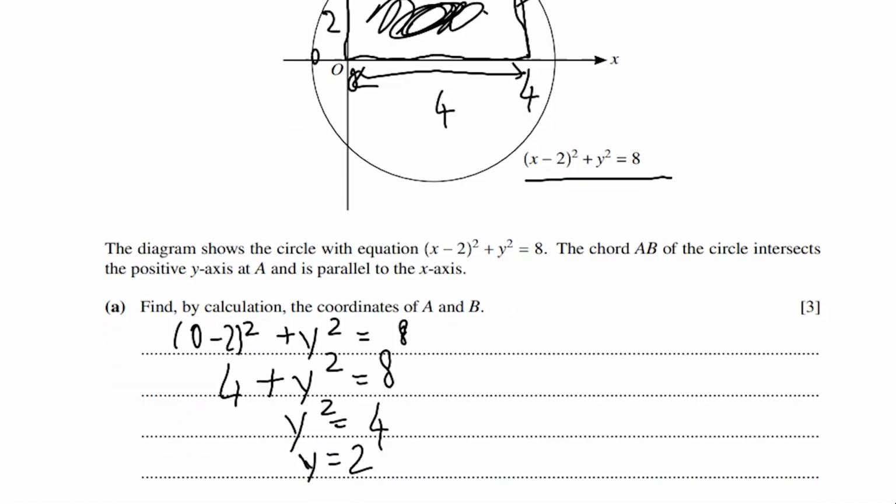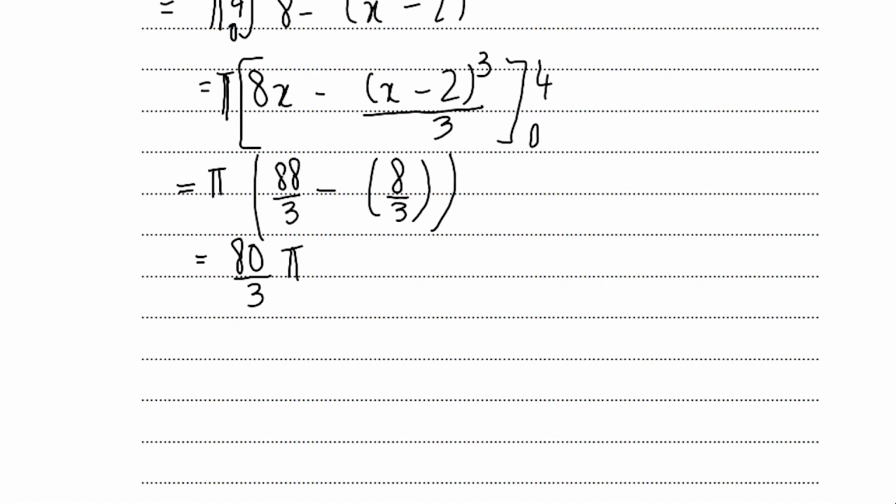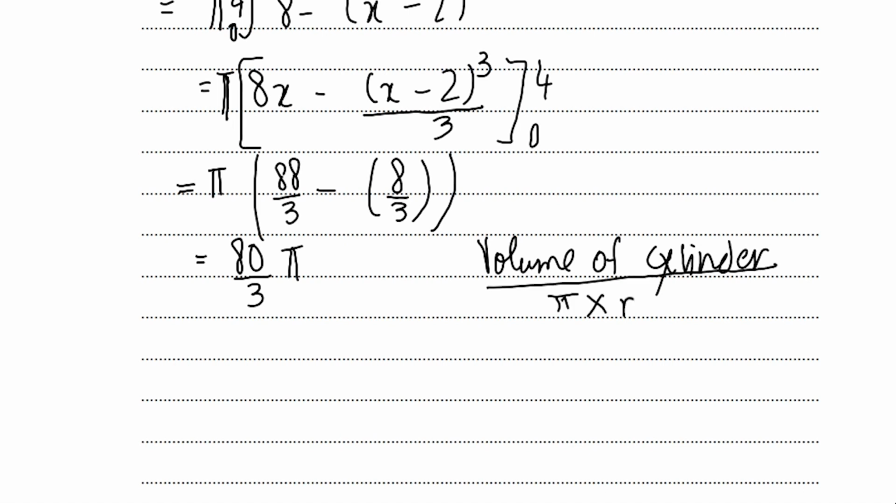Okay. So the volume of the cylinder, the formula for calculating it, is pi multiplied by radius squared multiplied by height. Our radius is 2 squared and our height is 4. 2 squared is 4. 4 multiplied by 4 is 16, so 16 pi. Okay, so 16 pi is the volume of the cylinder. Now we have to subtract 16 pi from 80 pi upon 3 to find the volume when that shaded segment is rotated.